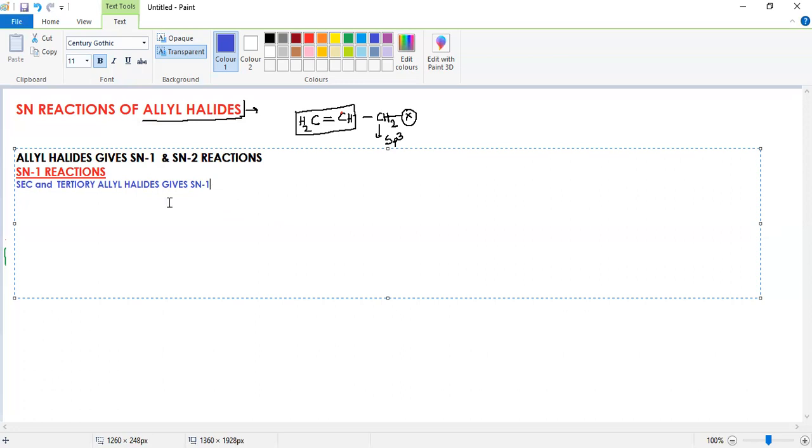And how should the nucleophile be? For SN1, how is the nucleophile? It should be neutral. The nucleophile should be neutral. Next, here the secondary and tertiary allyl halides give.